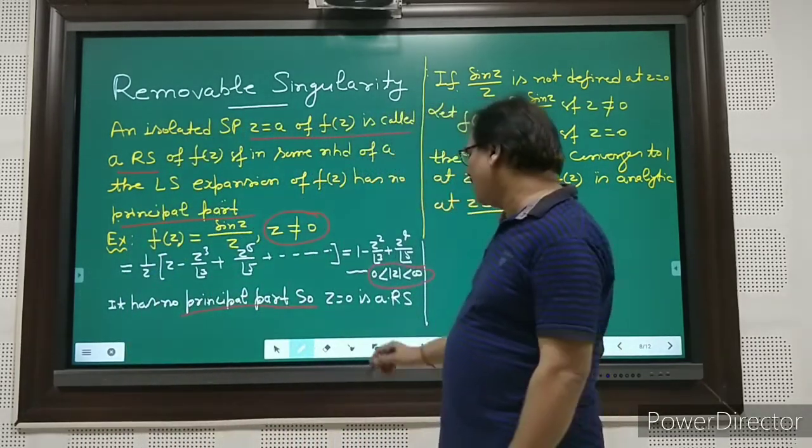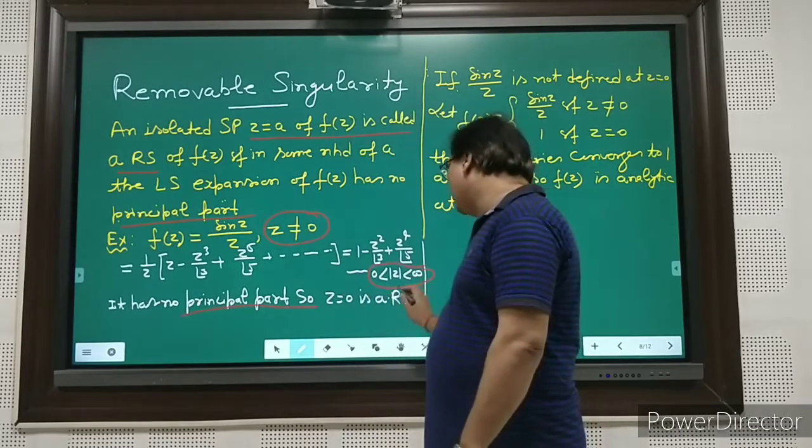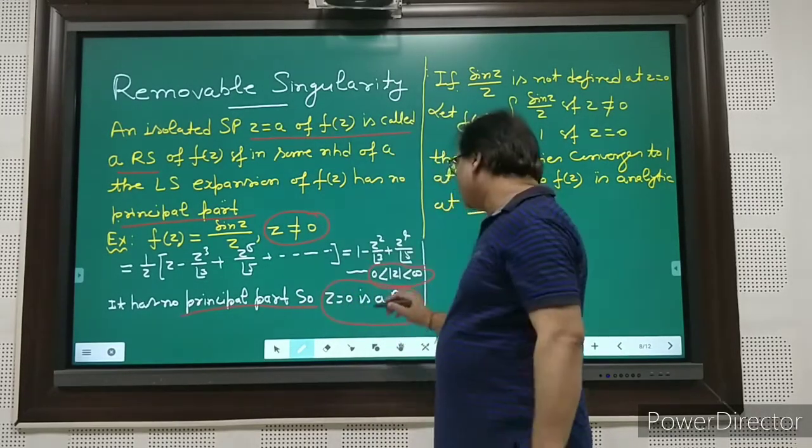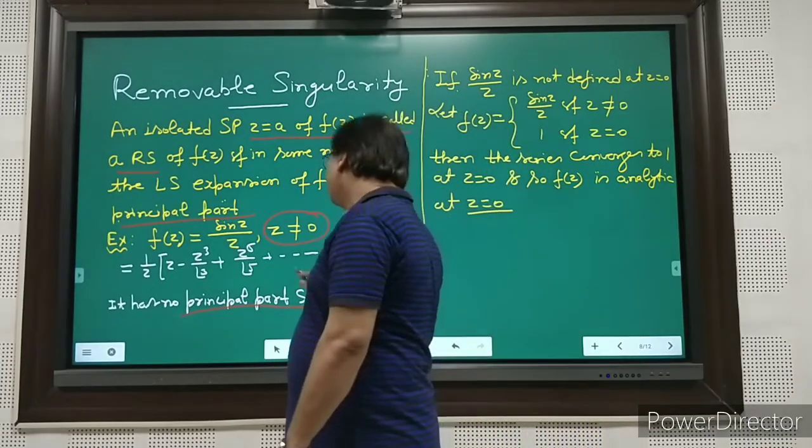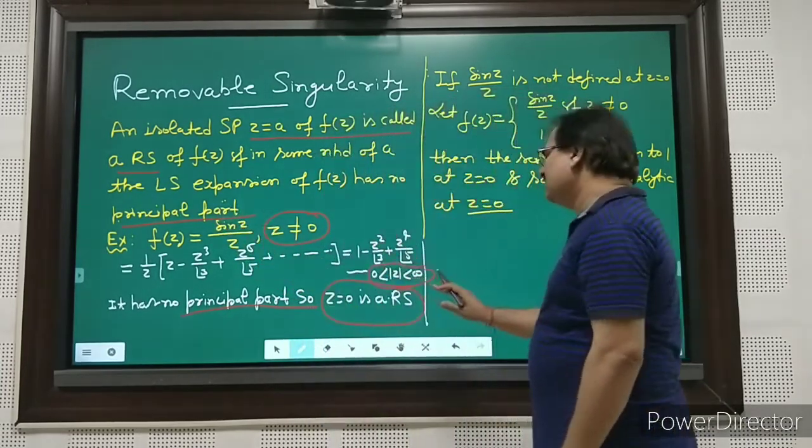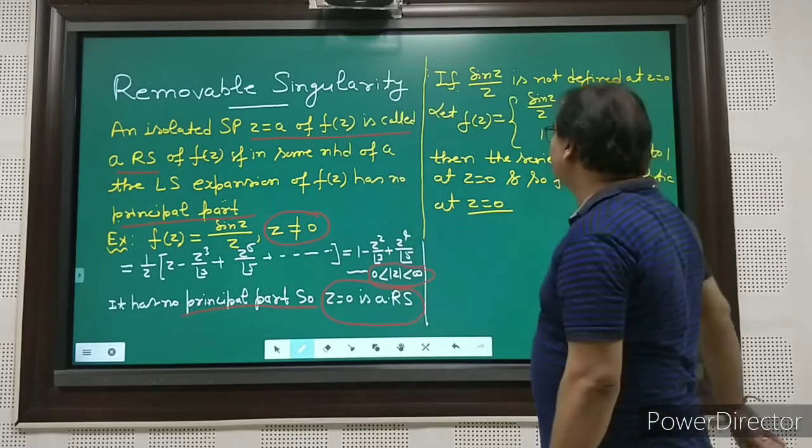It has no principal part. So z is equal to 0 here in this case. For this example, it is a removable singularity. So in this case, z is equal to 0 is called a removable singularity.